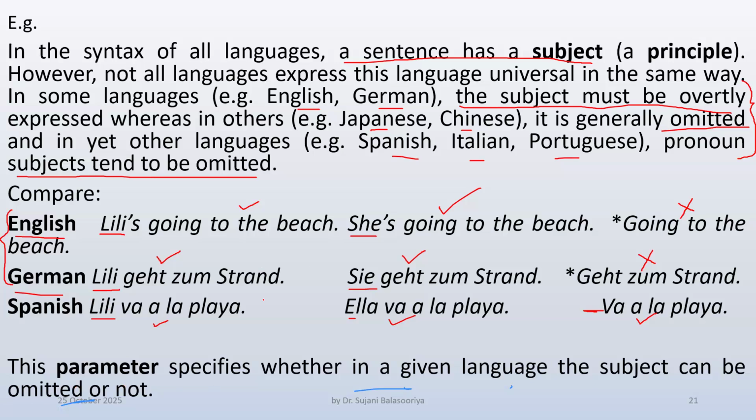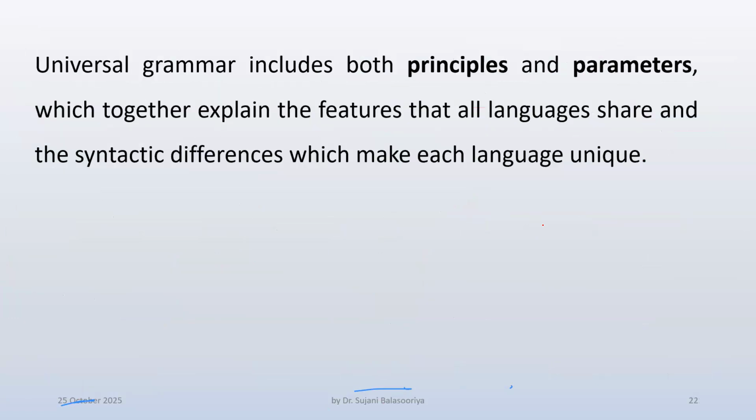Then all these examples are here used for you to understand what principle is and what parameters. So then parameter specifies whether in a given language the subject can be omitted or not. According to the parameter of this example, what does it say? Whether in a given language the subject can be omitted or not. That's the parameter. So talking about English and German, subject cannot be omitted. And in Spanish, subject can be omitted. That's the parameter. So this is only one example for parameters, right? Talking about the use of subject. And you can find a lot more other parameters.